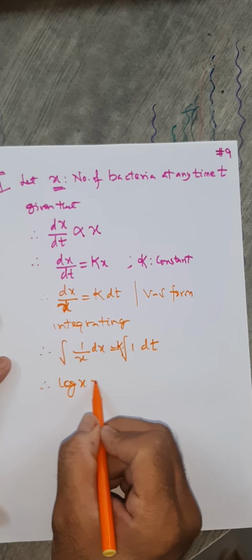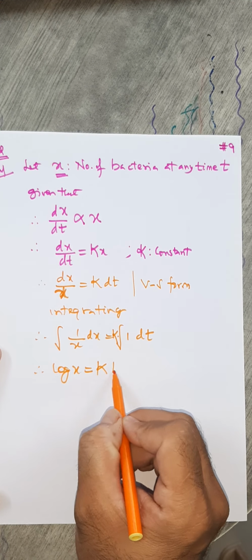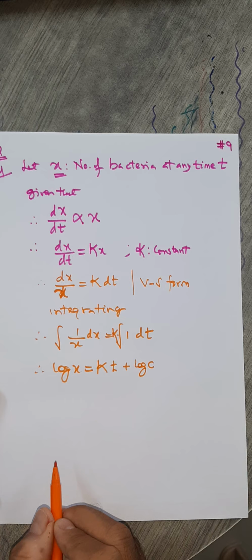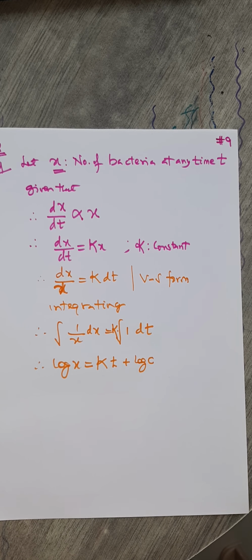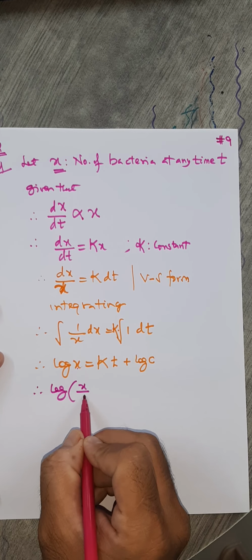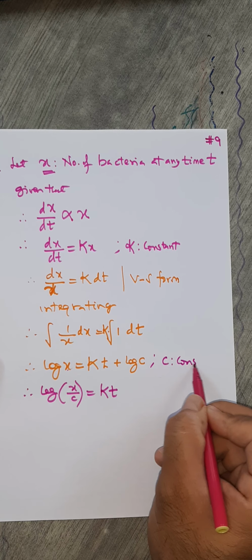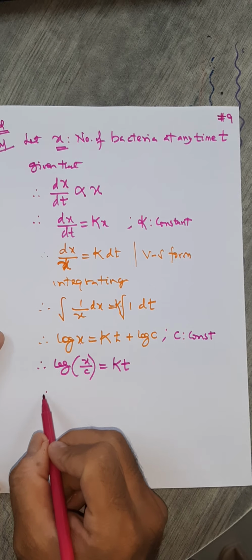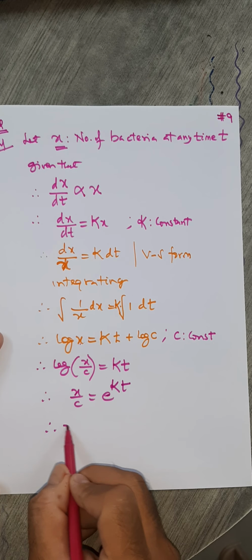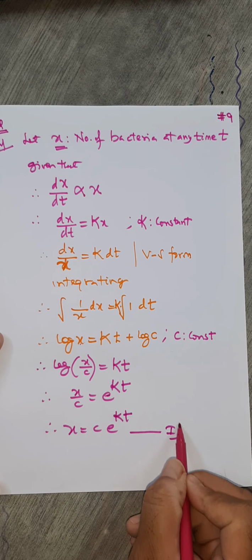So this is log x equals to k as it is, integral of 1 is t, plus, as I did in earlier two questions, we write the log c as a constant, not just c. I'll take log x over here, so I'll get log x minus log c. So log of x by c equals to kt. Here remember c is a constant of the integration, as we know, arbitrary constant. Drop the log function, so x by c equals to e raised to kt, and therefore x equals to c into e raised to kt. This is our main equation number 1, remember.